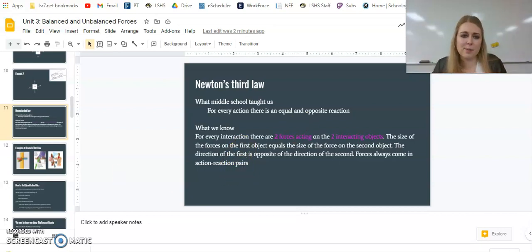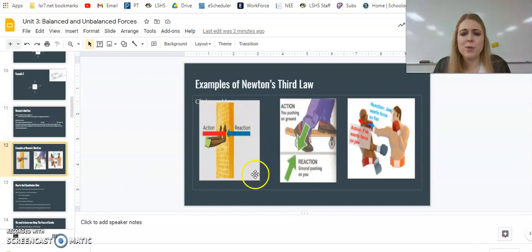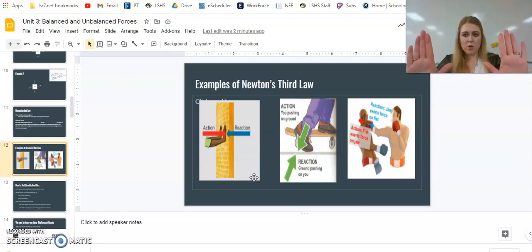And here's a couple examples that we can look at. Example one is kind of pushing on a wall. If I push on the wall, the force of me on the wall is going in this direction, but the force that the wall puts on me is going this way. So my force on the wall is going to be equal to the force that the wall puts on me. They're going in two different directions, but they are going to be equal. And so that is how it's going to look.